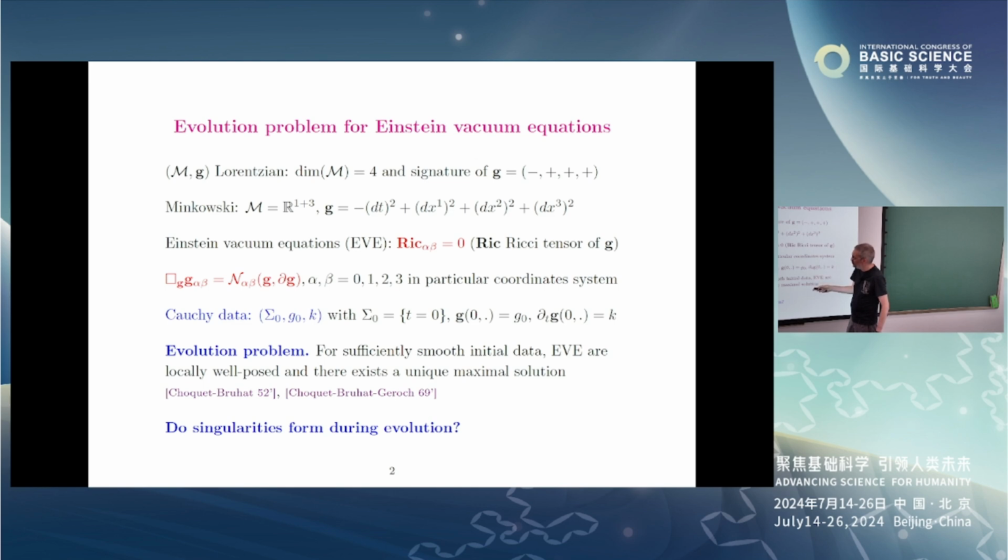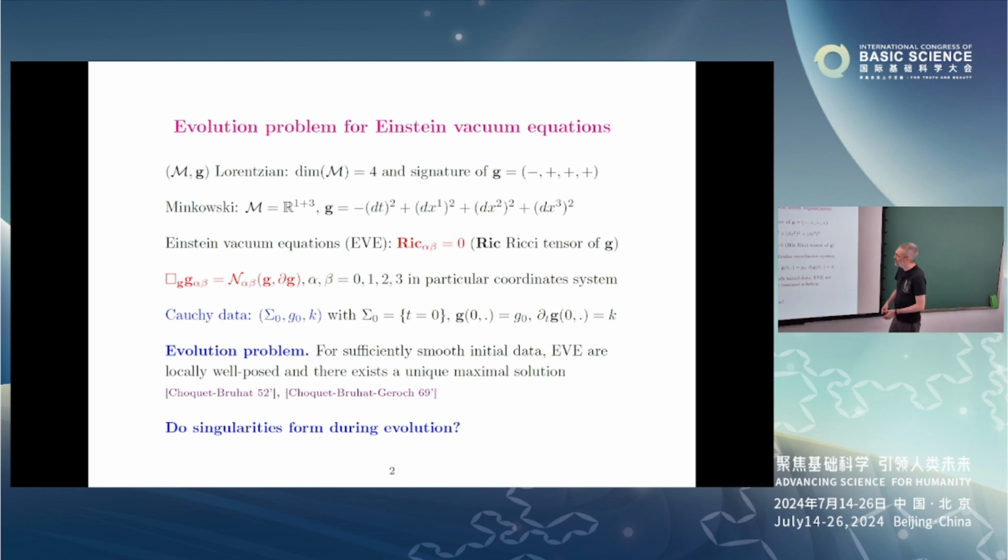g0 is a Riemannian metric on Σ0, and it is in fact the metric induced by the spacetime metric on Σ0, which you can think of as being the spacetime metric g at time 0. Finally, k is a symmetric 2-tensor, and it corresponds to the second fundamental form of the embedding of Σ0 in the spacetime M, the Lorentzian manifold M. You can think of it as just being the time derivative of the metric at time 0. These are the Cauchy data.